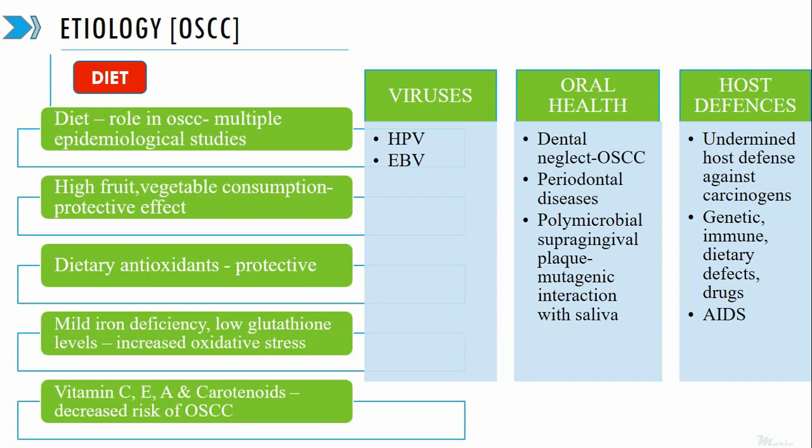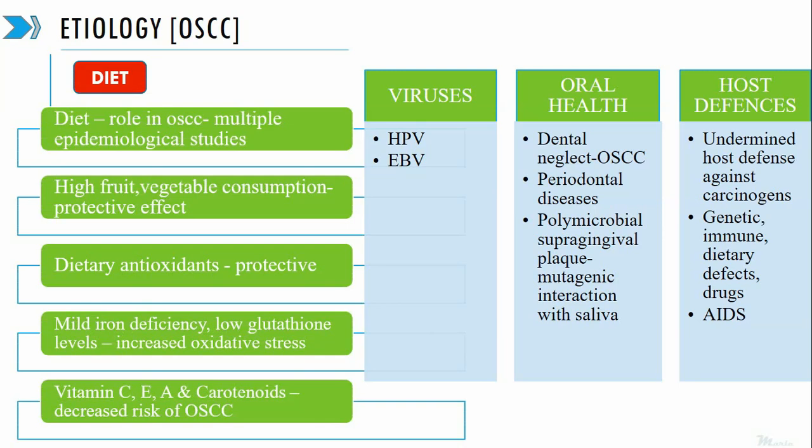Oral health is also associated to some extent with the development of oral squamous cell carcinoma. When oral health is neglected, it is seen that some people develop oral cancer. Oral cancer patients generally show poor oral hygiene and increased prevalence of periodontal diseases. The polymicrobial supragingival plaque can cause a mutagenic interaction with the saliva, resulting in an increased load of carcinogenic chemicals within the oral cavity.